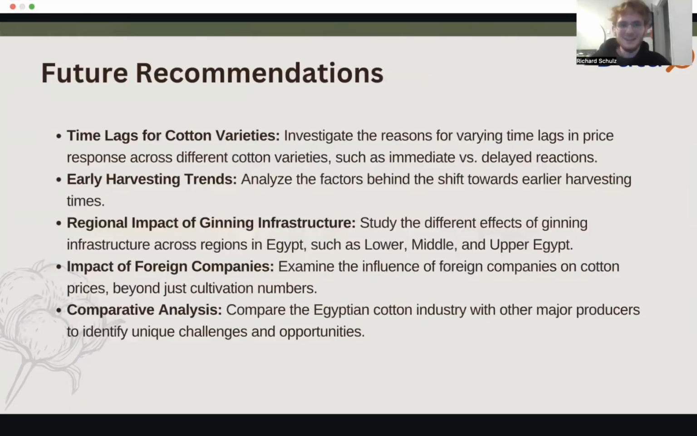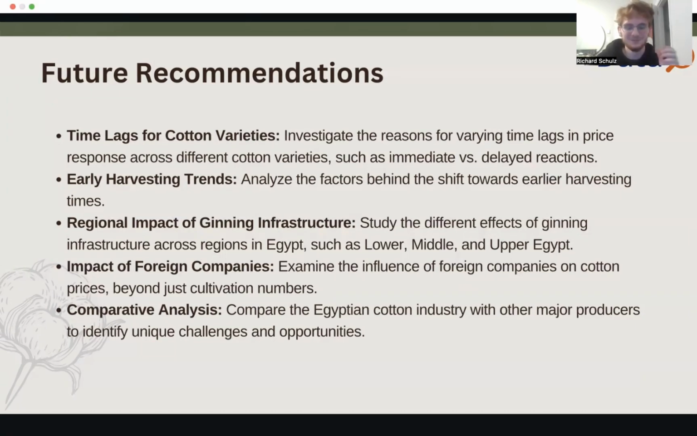Based on the results of our study, we have some recommendations for future research to help better understand the Egyptian cotton industry. We recommend investigating the reasons for varying time lags and price response across the different cotton varieties. And we recommend investigating the factors behind the shift toward earlier harvesting times. Additionally, we believe future research into the effects of differing ginning infrastructure across regions in Egypt may highlight regional differences.